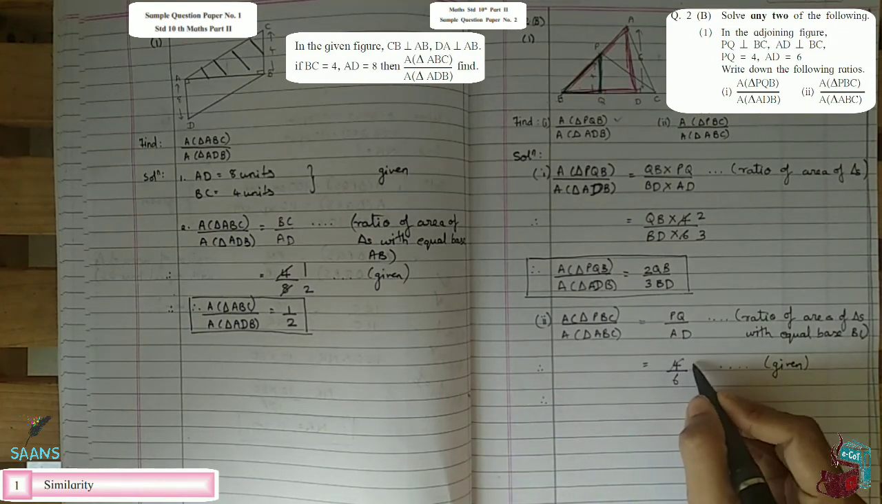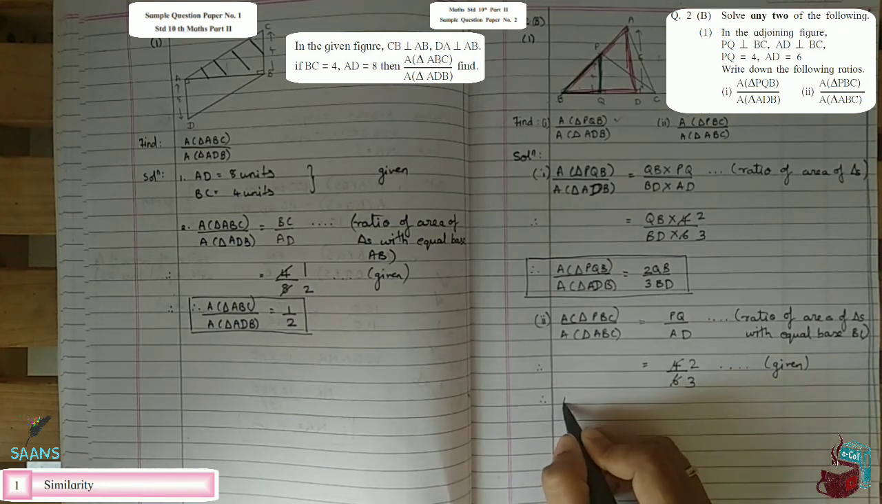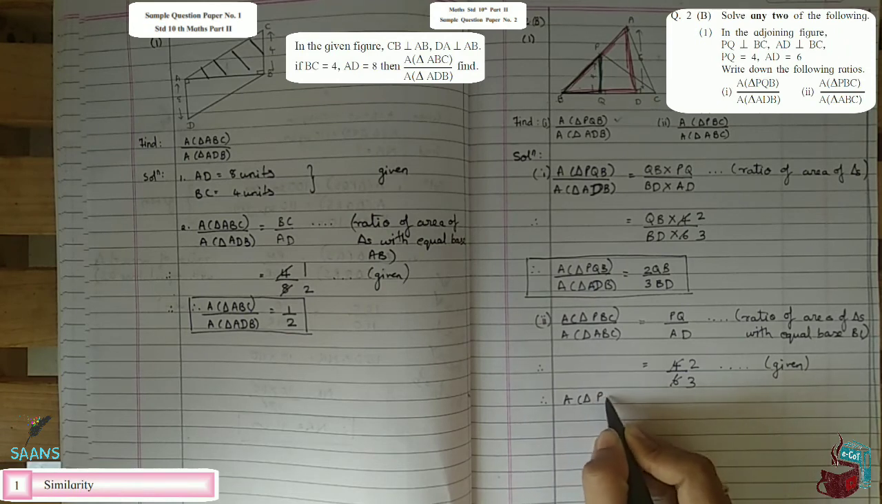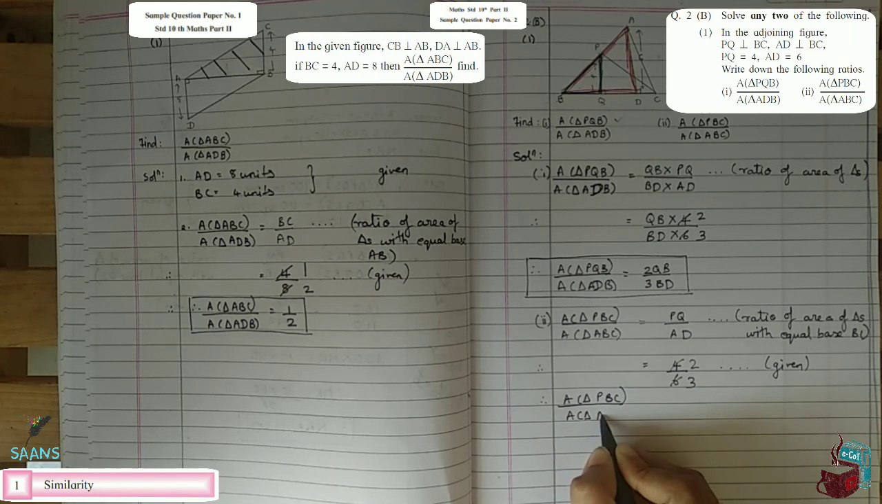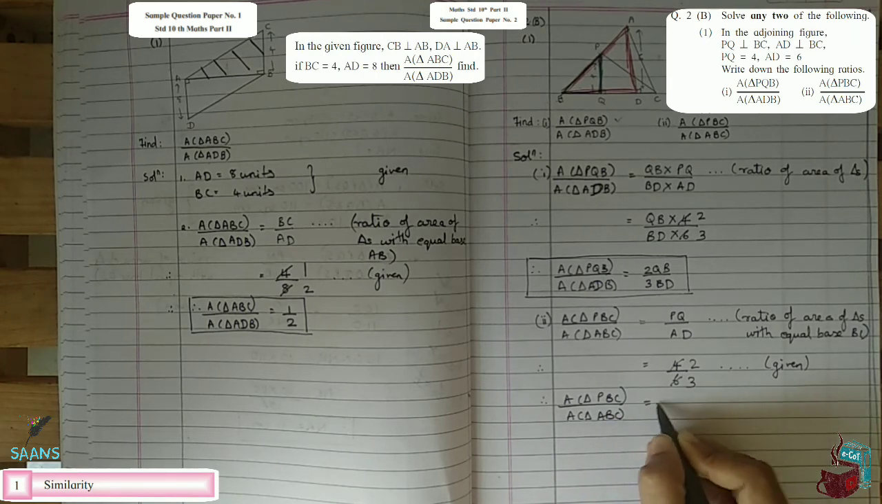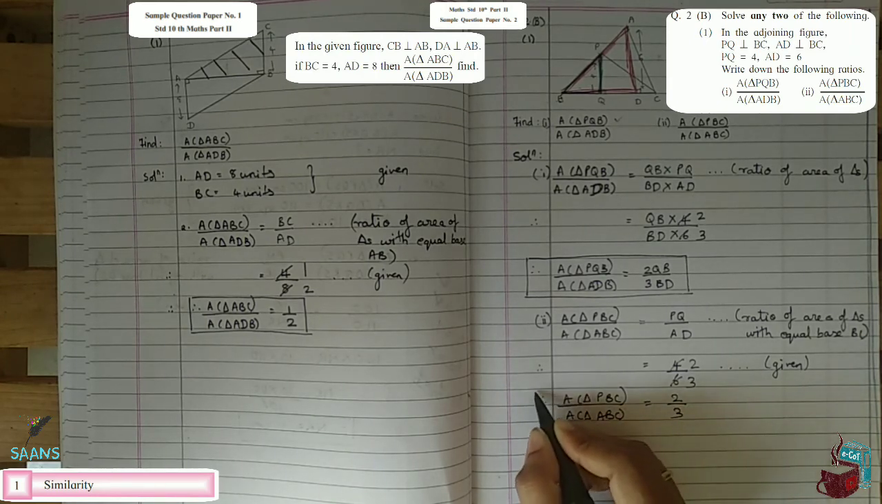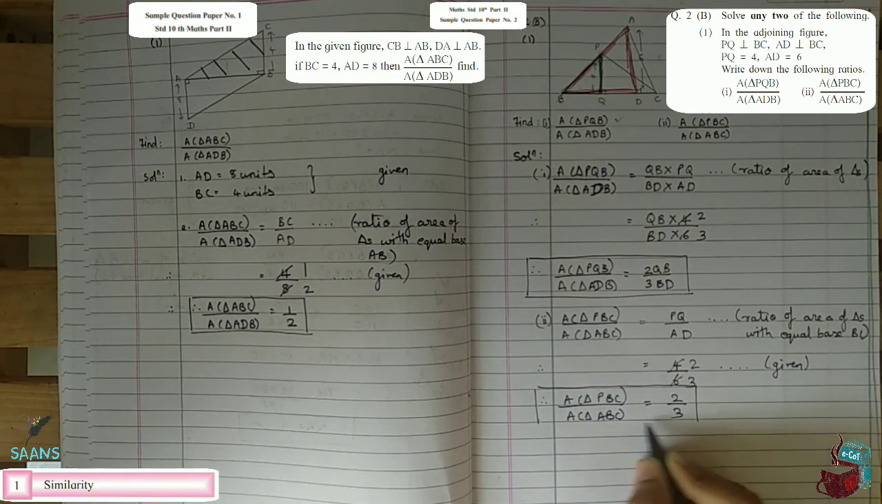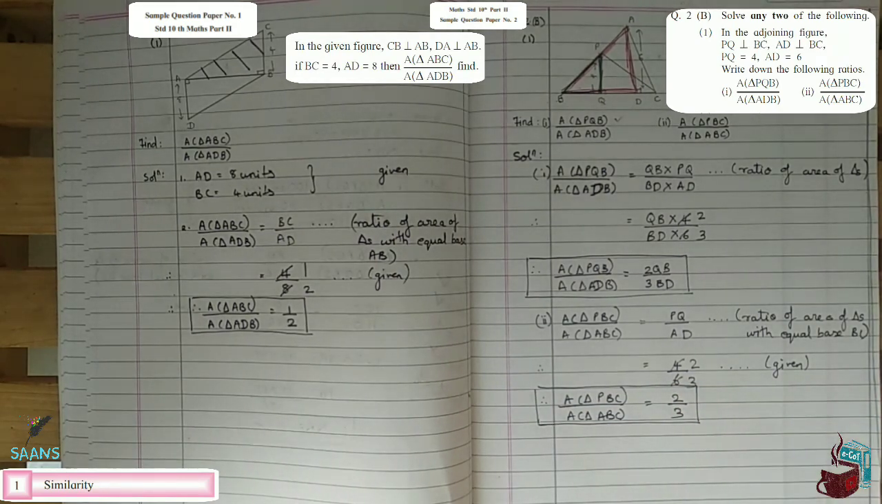Therefore, 2 2s are 4, 2 3s are 6. Area of triangle PBC upon area of triangle ABC is equal to 2 upon 3. And you are done with the sum. This is a 2-mark sum again, and it is that simple. So I hope you all understand and you all get it. And I'll see you all in the next part.